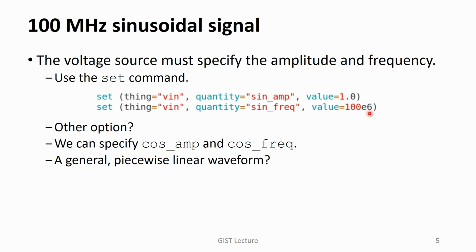We have other options. For example, a cosine signal can be specified. However, maybe you wanted to have a general piecewise linear waveform. It will be discussed in the next lecture. For a while, just concentrate on sinusoidal waveforms.